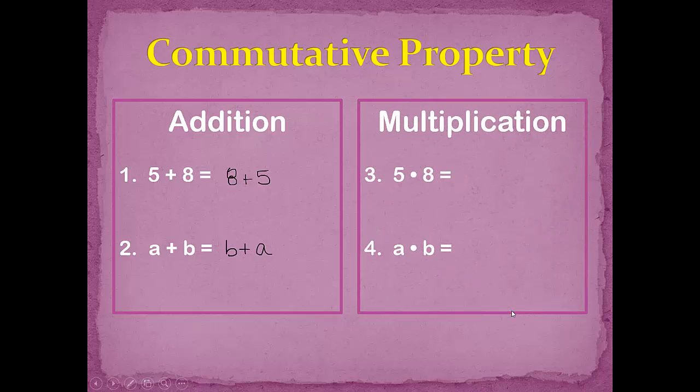We also can use the commutative property with multiplication. So for number 3, 5 times 8 is the same thing as saying 8 times 5, because 5 times 8 is 40, and 8 times 5 is also 40. We can use variables with this as well. So for number 4, we have A times B, and that would be the same thing as saying B times A.